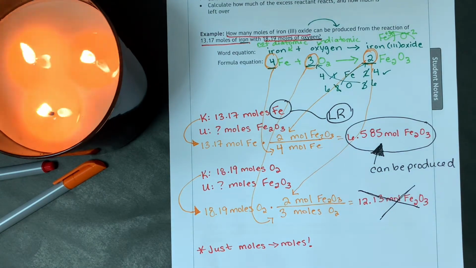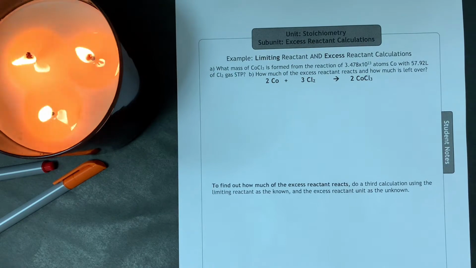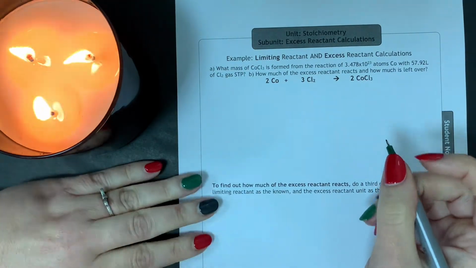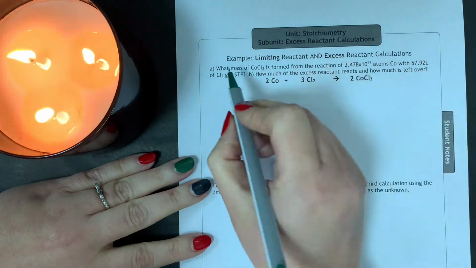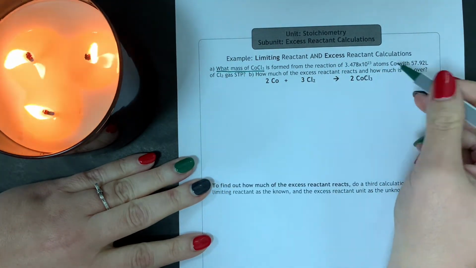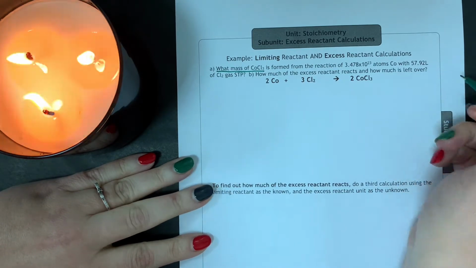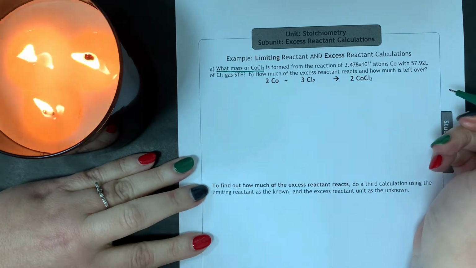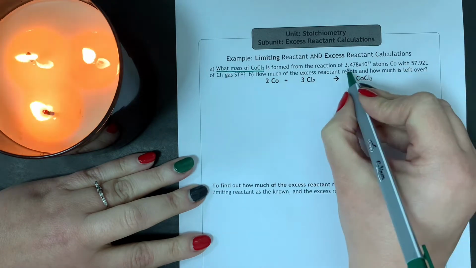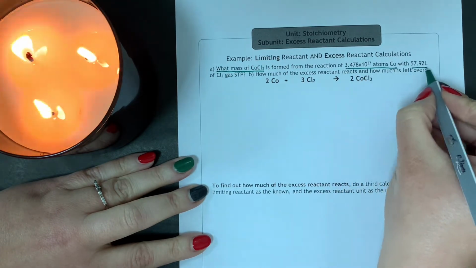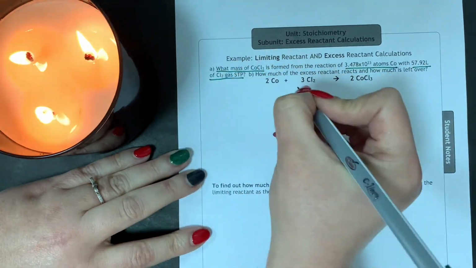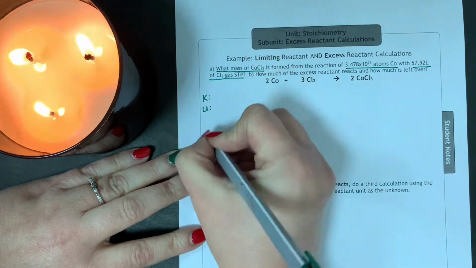Okay, now that we have reviewed limiting reactant calculations, let's look at an excess reactant calculation. Basically, they're the exact same thing, except we have a couple more steps added onto it. The first question says what mass of cobalt chloride is formed from the reaction of this many atoms of cobalt with 57.92 liters of chlorine gas at STP. And it asks us how much excess reactant reacts and how much is left over.